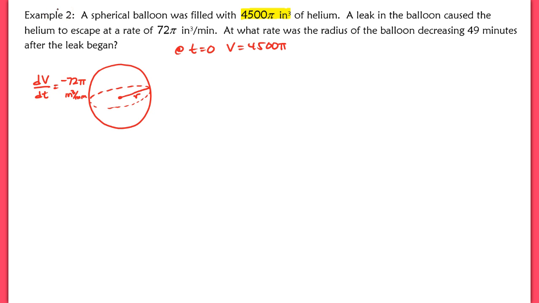So this question asks, at what rate was the radius of the balloon decreasing 49 minutes after the leak began? If we're asking for the rate of the radius decreasing, that means we're looking for dr/dt. So that's what we're missing, dr/dt. We have our information all written into our diagram, so now we should be ready for our equation. There is one more piece of information, though, I'm just going to write underneath here. We're looking at the rate of change of that radius after 49 minutes. That's a very important piece of information. We'll talk about that in a little bit.